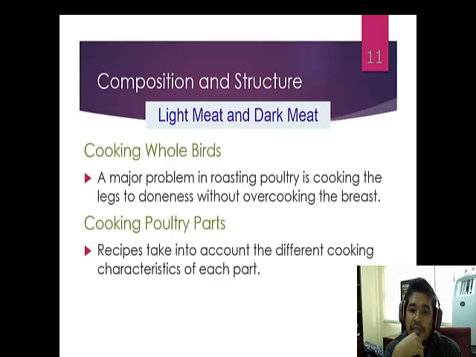Recipes take into account the different cooking characteristics of each part. If you want to cook the whole bird, you need skills and technique to make sure everything is perfectly cooked and juicy. But if you want to create recipes, please try to use the same type of meat to make sure you always get the protein cooked perfectly.